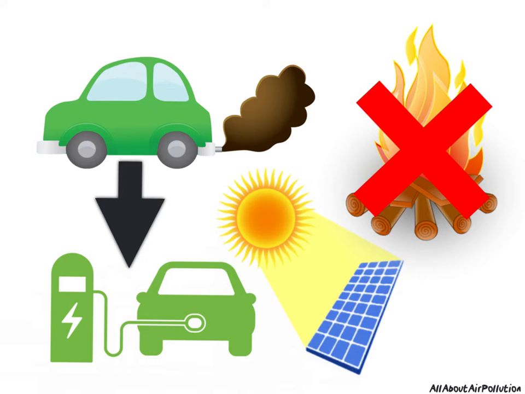You can also reduce the amount of wood you burn and switch to using renewable energy in your homes. Carbon dioxide is the only air pollutant which can be removed from the atmosphere. This can be done by afforestation or the preservation of forests, since plants can absorb CO2.